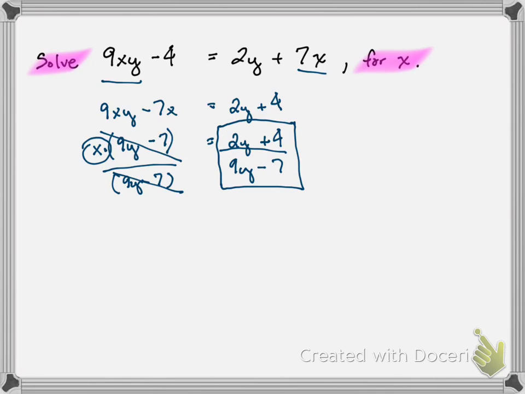And over here we have x is equal to the quantity 2y plus 4 over the quantity 9y minus 7. Again, if you wanted to, you could think of these as being wrapped in a pair of parentheses. We cannot reduce that to 1. Cannot get rid of those y's.